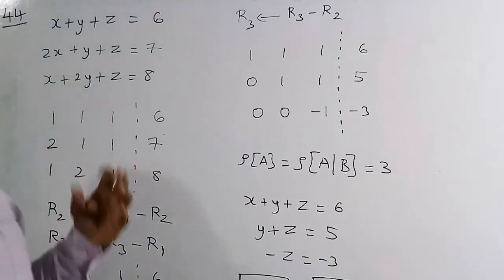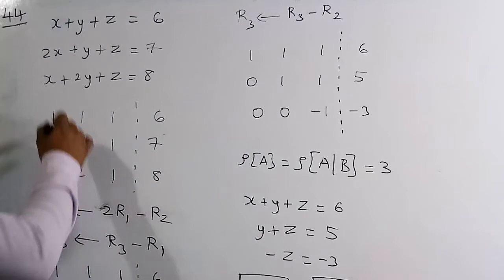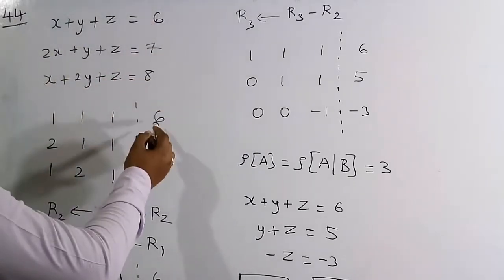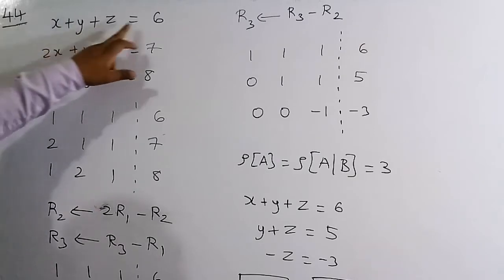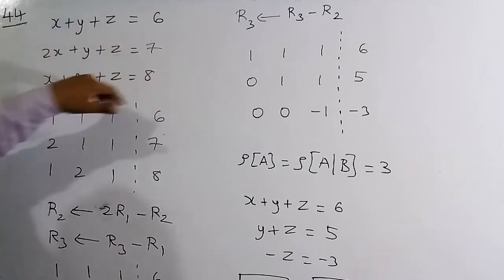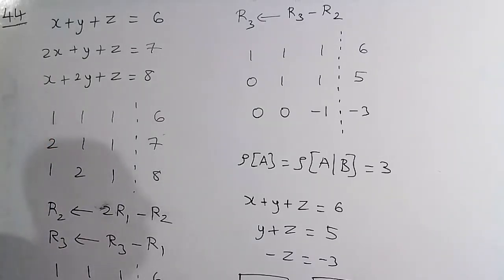So in order to find the nature of the solution, first we have to find the augmented matrix, means the coefficients of this matrix and also these constants 6, 7, 8. So I have taken all the coefficients which are 1, 1, 1, 6, 2, 1, 1, 7, 1, 2, 1, 8. So I have written this augmented matrix, which is [A|B].